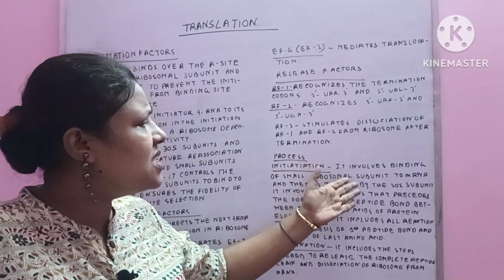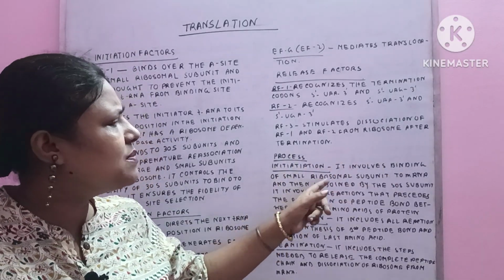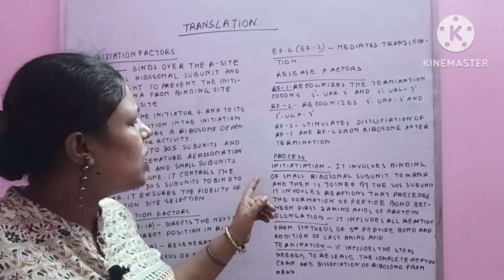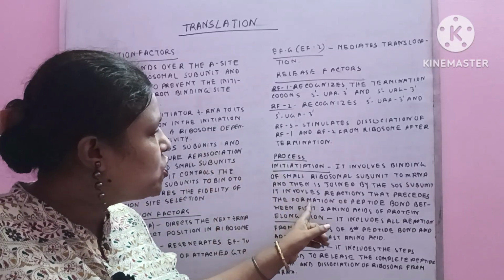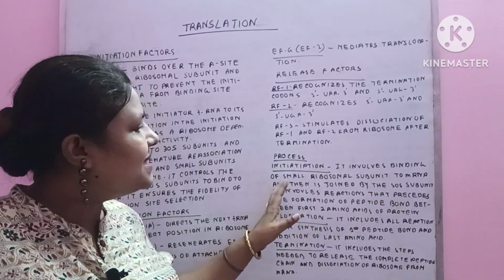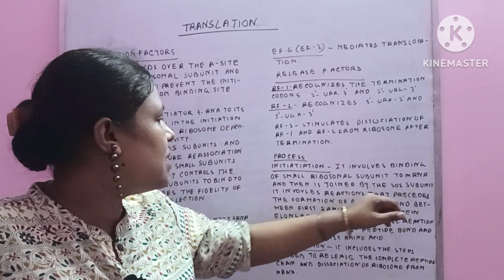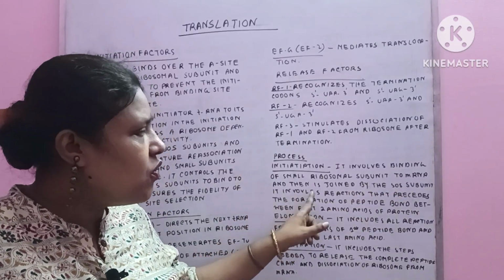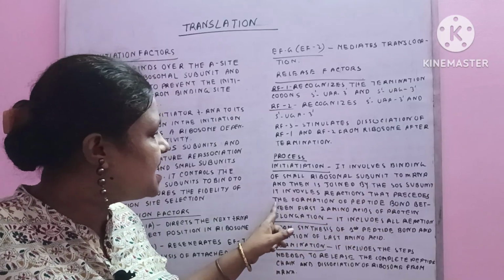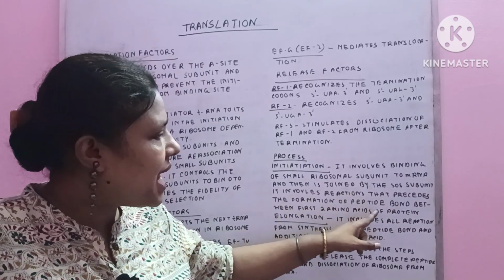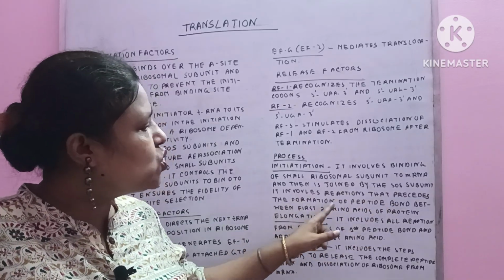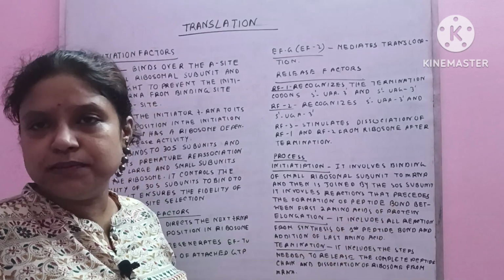In the initiation, it involves the binding of the small ribosomal subunit to the mRNA, and then it is joined by the 50S subunit, and it involves the reactions that precede the formation of the peptide bond between the first two amino acids of the protein.